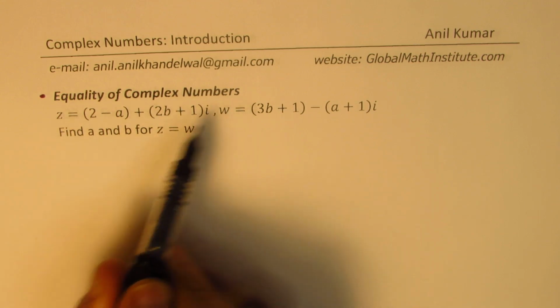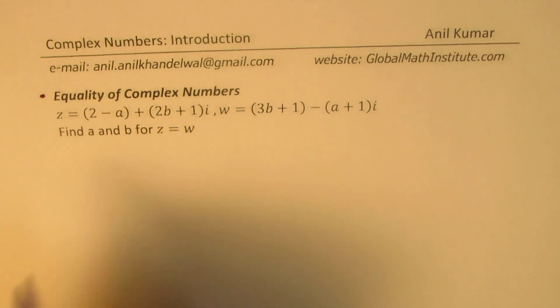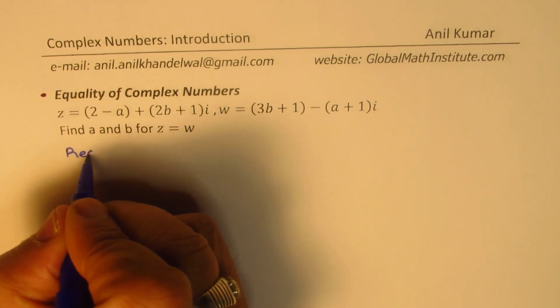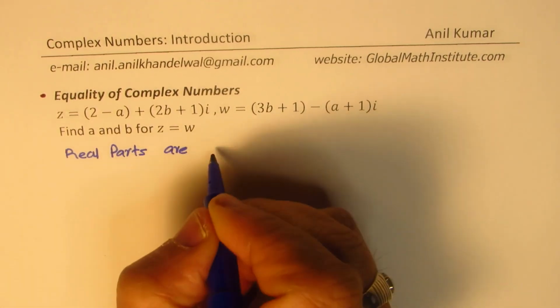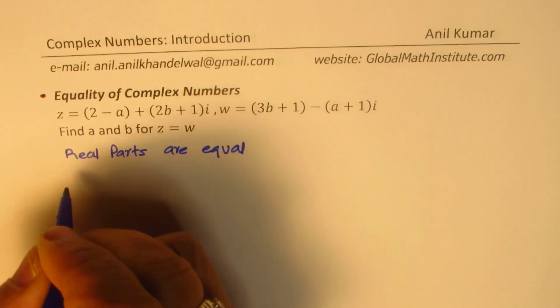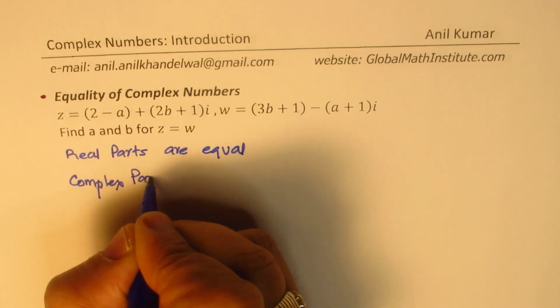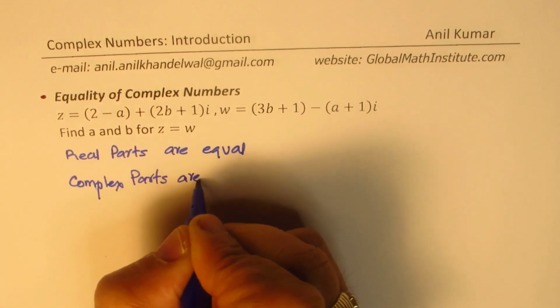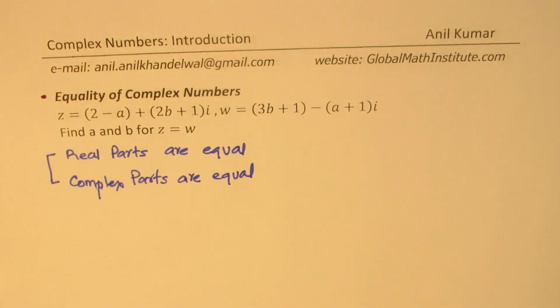So if two complex numbers are equal, then how do we solve such an equation? Well, it is important to understand that when we say equality of complex numbers, we really mean that real parts are equal and complex parts are equal. So both should be satisfied for equality.